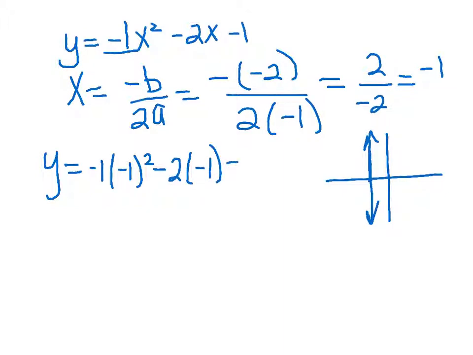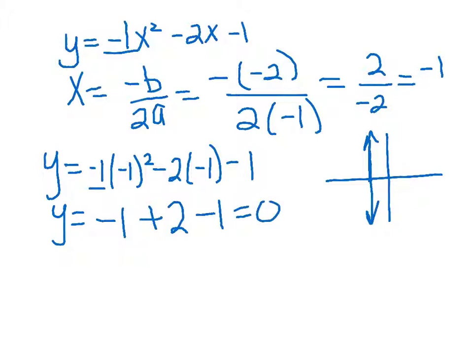Being really careful with all these signs. So y equals negative 1 squared, which is positive 1. Positive 1 times negative 1 is negative 1. Negative 2 times negative 1 is positive 2. And then minus 1. So negative 1 plus 2 is 1, and 1 minus 1 is 0. So here is our vertex point at negative 1, 0.